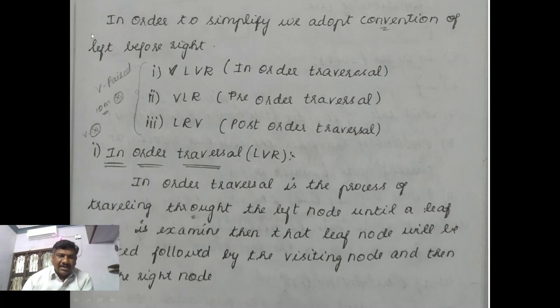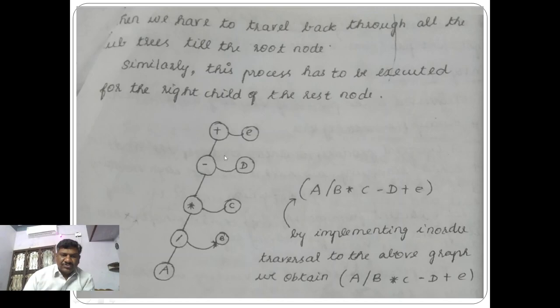Then the left node is visited, followed by the visiting node. After visiting the visiting node, you have to move towards the right. See, I have given you an example. See, this is a tree. I am going to travel through this tree. This is a binary tree.